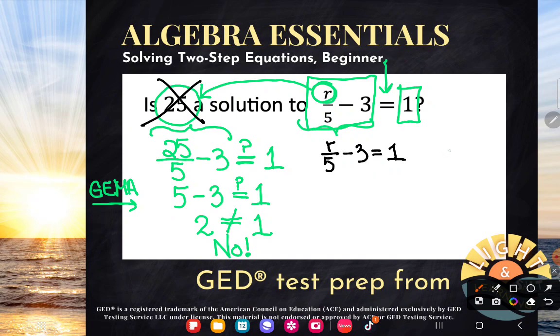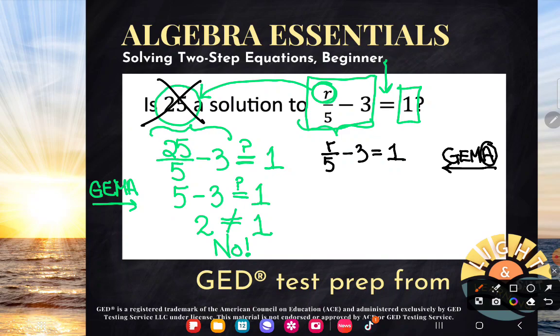Now I'm going to be solving. I'm going to be working to get the letter by itself. I want to isolate this variable so I can know what it's equal to. So remember, when we're solving, we actually work backwards. So let's move any number that's adding or subtracting first.